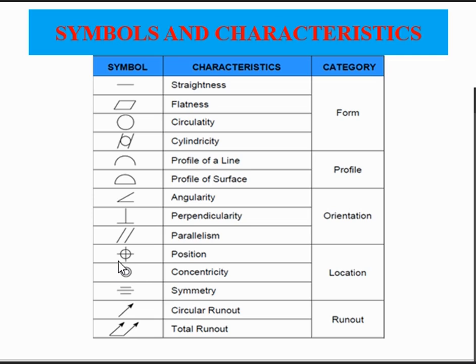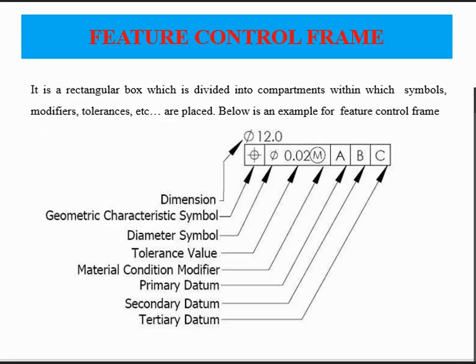Like if there are two circles drawn, there must be two shafts or two things whose center is the same. That is what you should understand from these symbols. These symbols are mentioned in a feature control frame. In a drawing, there will be a feature control frame.